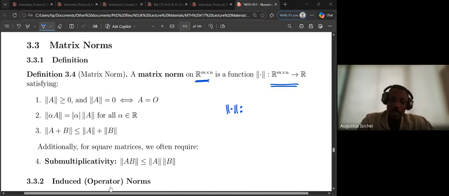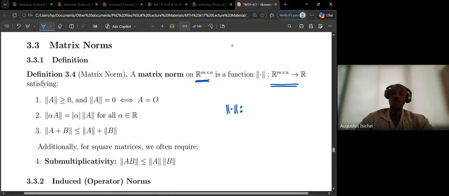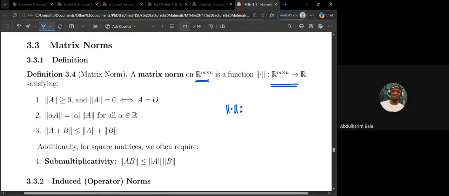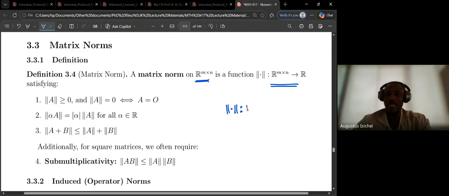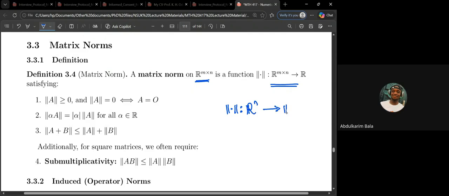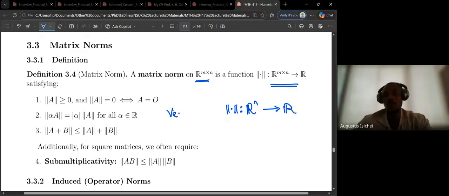So before we go deeper into matrix norm, I just want to review what we discussed under the vector norm. That's why I'm asking you, how did we define the vector norm? Let me answer my question myself. So we said the vector norm is a function that takes elements from R^n into R. This is the vector norm.